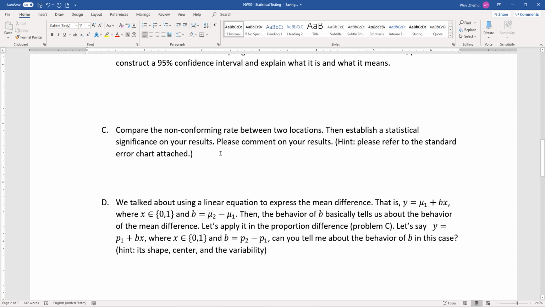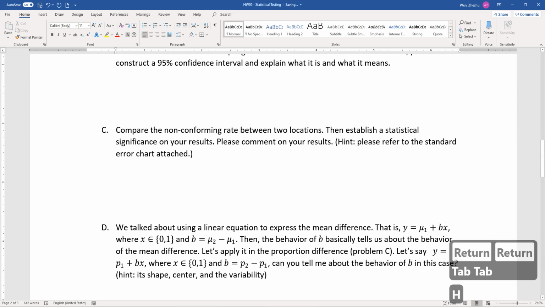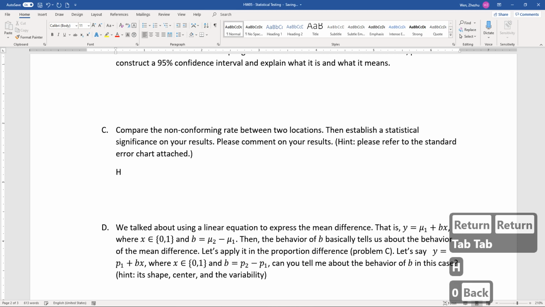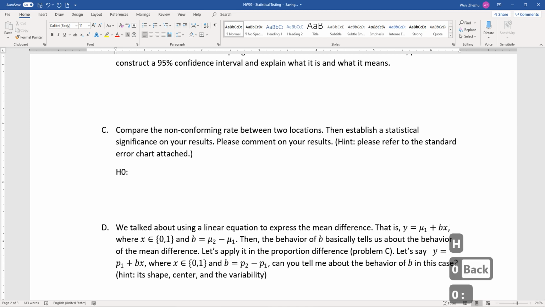Again, this is a similar question, but this one is asking you to identify the population proportion difference, and then also establish statistical significance, meaning: what is the chance of obtaining this type of proportion difference, assuming there's no difference in proportion between the two locations? Basically, you're testing a hypothesis. Let me show you this, because it is something I did not show you in class, but I hope you can utilize what you have learned to solve this problem.